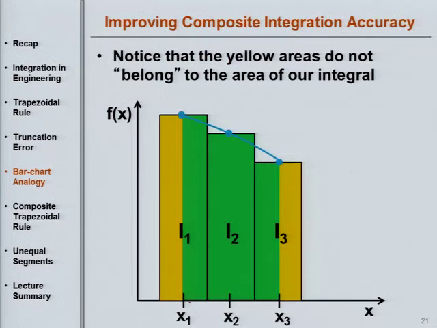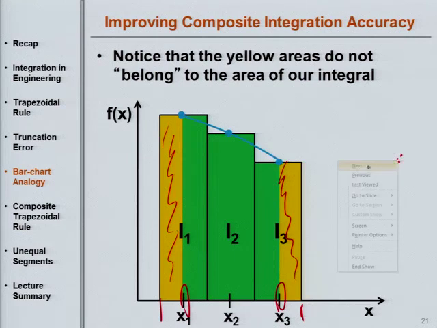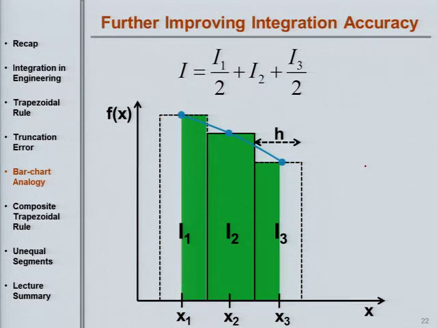Now, if we are actually integrating from x1 to x3, rather than from this point here to this point here, these bits here actually aren't part of our integral at all. We actually don't want them. So if we chop them out, we then come up with a slightly different value, the variation on the formula that we had previously. It's equal to half this rectangle plus all of that rectangle plus half of that rectangle. So what we're really trying to do is integrate from here to here.